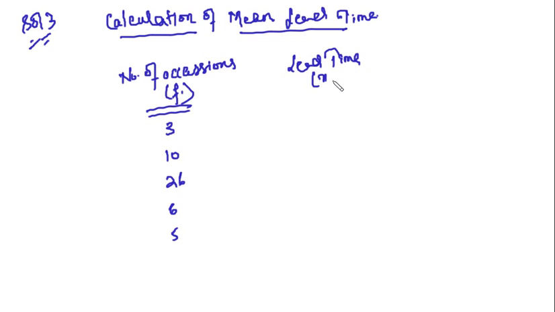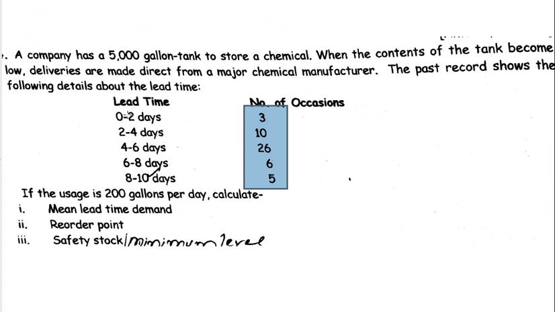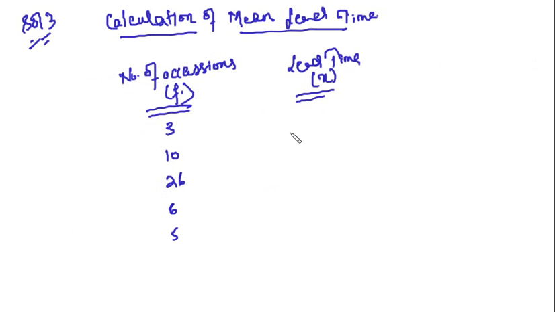Lead time we will take average. So for 0 to 2 it will be 1. For 2 to 4 this will be 3. We will take average of this. 1, 3, 5, 7, 9. So 3 times it happened that the average lead time was 1 day. 10 times it happened that on an average lead time was 3 days.